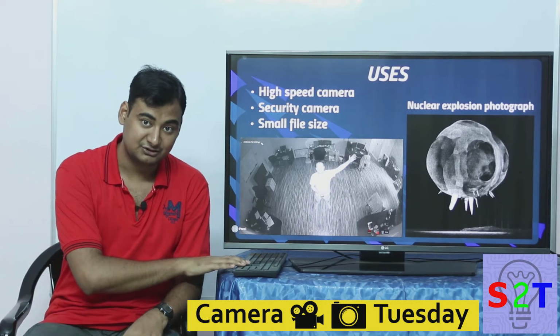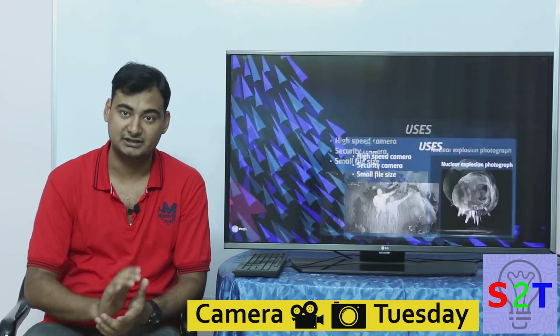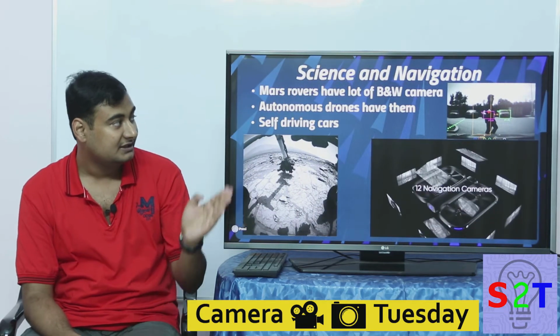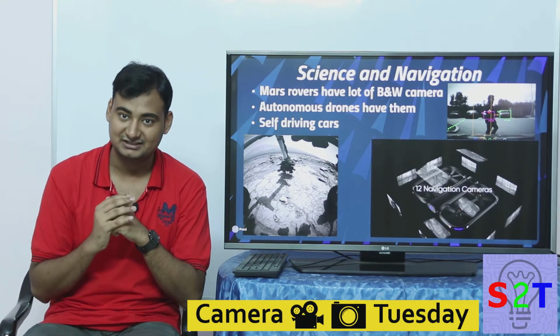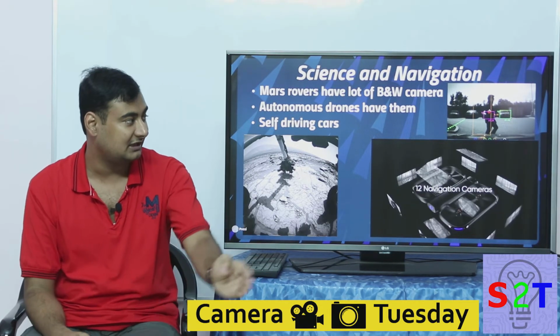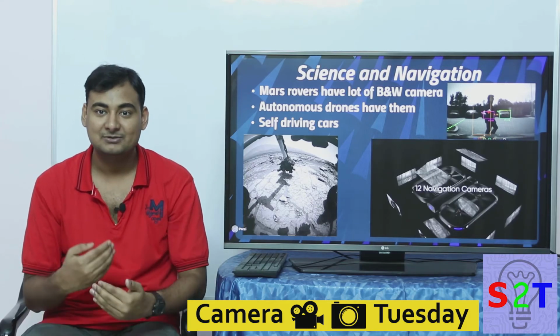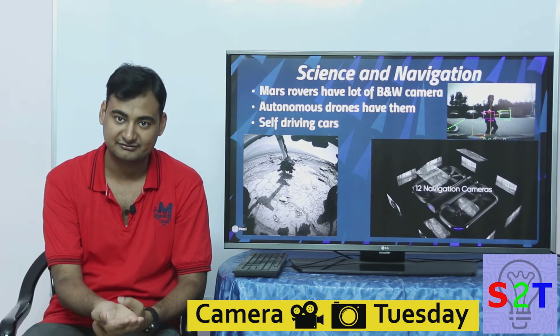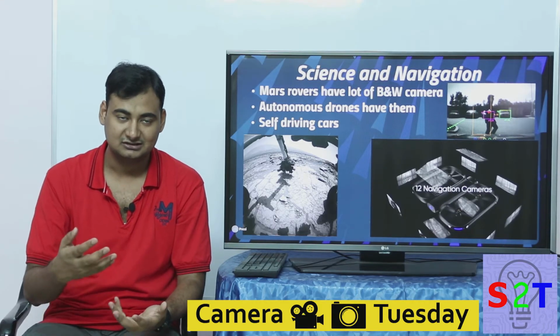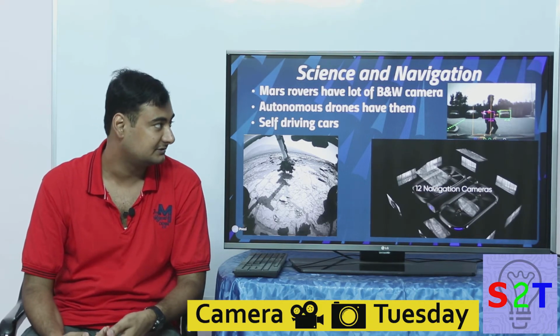However, let's dive into the core reason why black and white cameras are used in modern days. It's for science and navigation. So we are all waiting patiently for our self-driving car. They will have black and white cameras, simply because color information is useless at that point. You just need to know whether a car in front of you is a car or a truck. Color information is not going to help you with that.